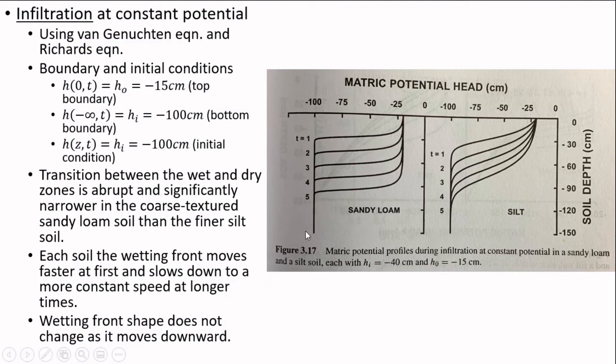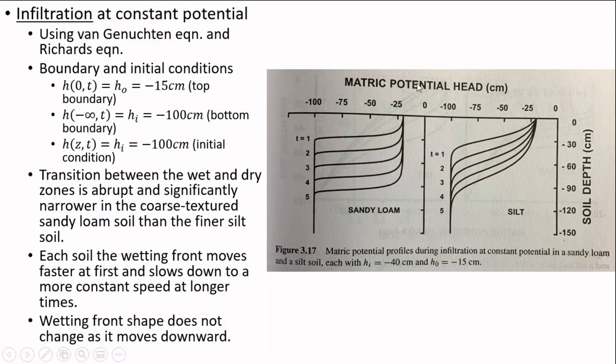So you can see that the value is negative 100 centimeter. Okay, negative 100 centimeter, and then the initial condition is 100 centimeter. So all of them initially are 100 centimeter matric suction.